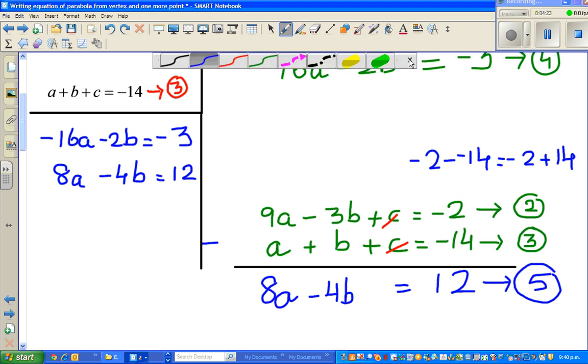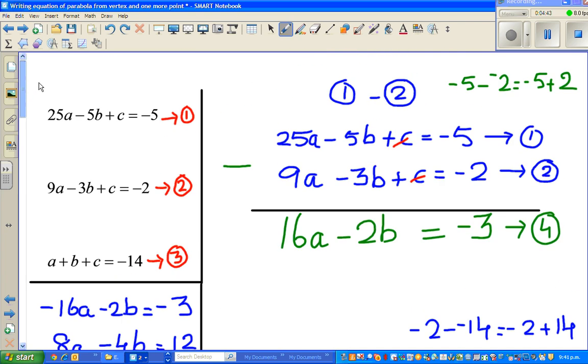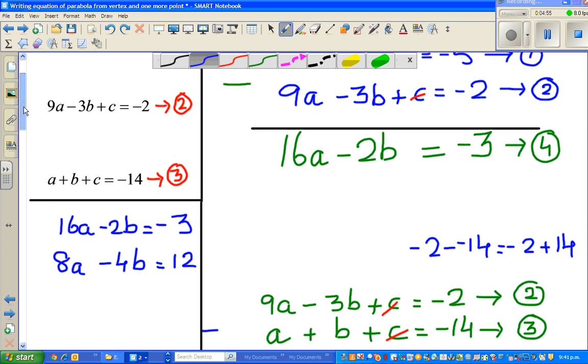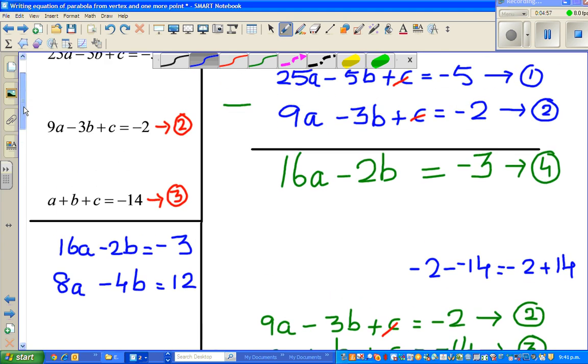So, the same process, I'm going to eliminate. Okay, I want to eliminate now a. So, how can I eliminate a? If I make this 16a, this will become, okay, so have I made any mistake? Why did I write a minus? No, so this is wrong. I hope you can see my mistake. Yeah, teachers make mistakes, so let us find it. So yeah, this is 16a minus 2b is equal to negative 3.